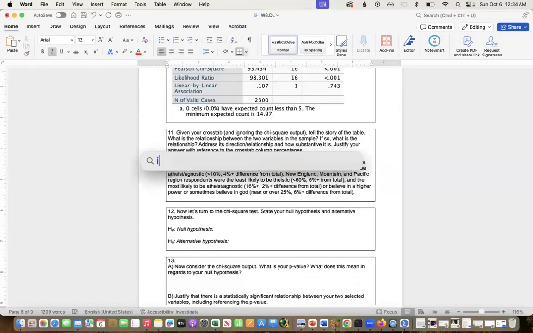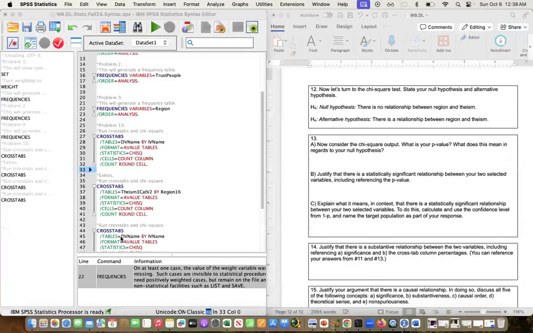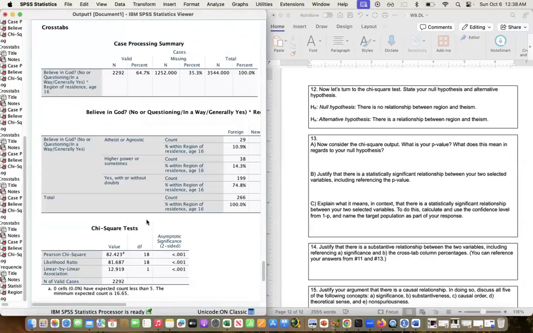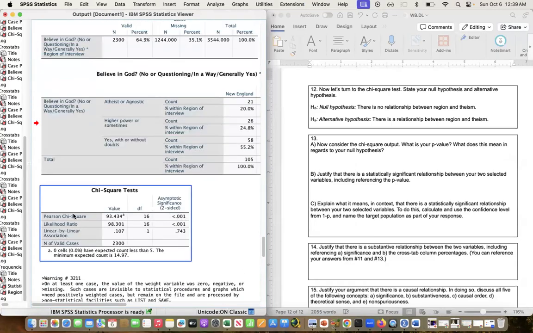My null hypothesis is that there is no relationship between region and theism among US adults, and my alternative is there is. Okay, so what is my p-value, and what does that mean in terms of my null hypothesis? So you can see my p-value is, here's chi-square, here's p, less than 0.001.